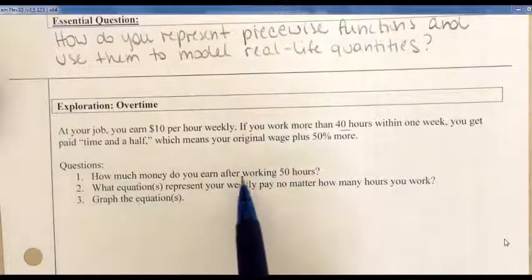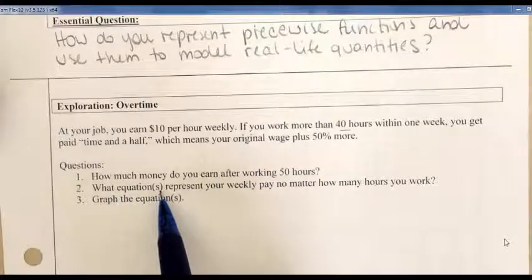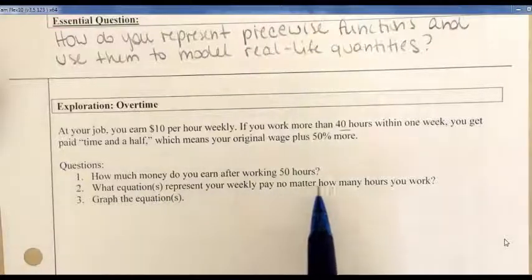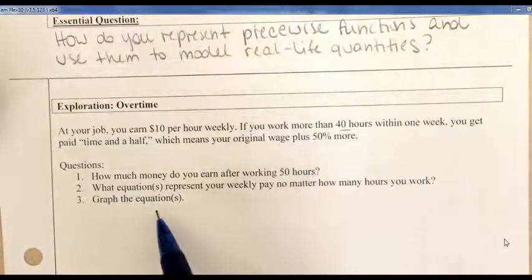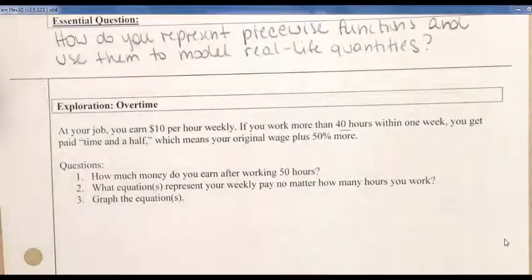How much money do you earn after working 50 hours? And what equation or equations represent your weekly pay no matter how many hours you work? And then we'll graph the equations. Notice I put a little S here because piecewise functions actually end up being more than one equation. Okay, it's not something that's just always changing at the same rate. Sometimes things change at different rates. Okay, so let's explore this.